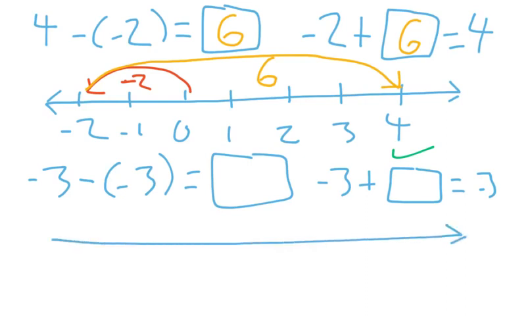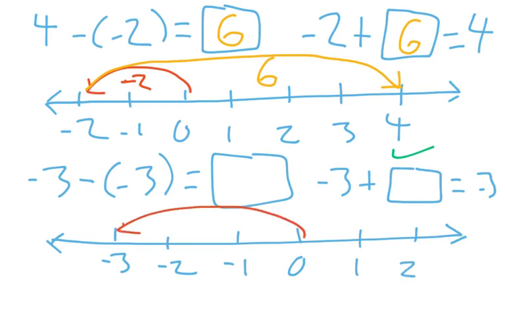Here's my number line. -3, -2, -1, 0, 1, 2. My first arrow is a -3. Start at 0, go 3 to the left. What would I need to add to end up at -3? Oh, I'm already there. I don't have to add anything at all. This would be a 0. So negative 3 minus negative 3 is 0.